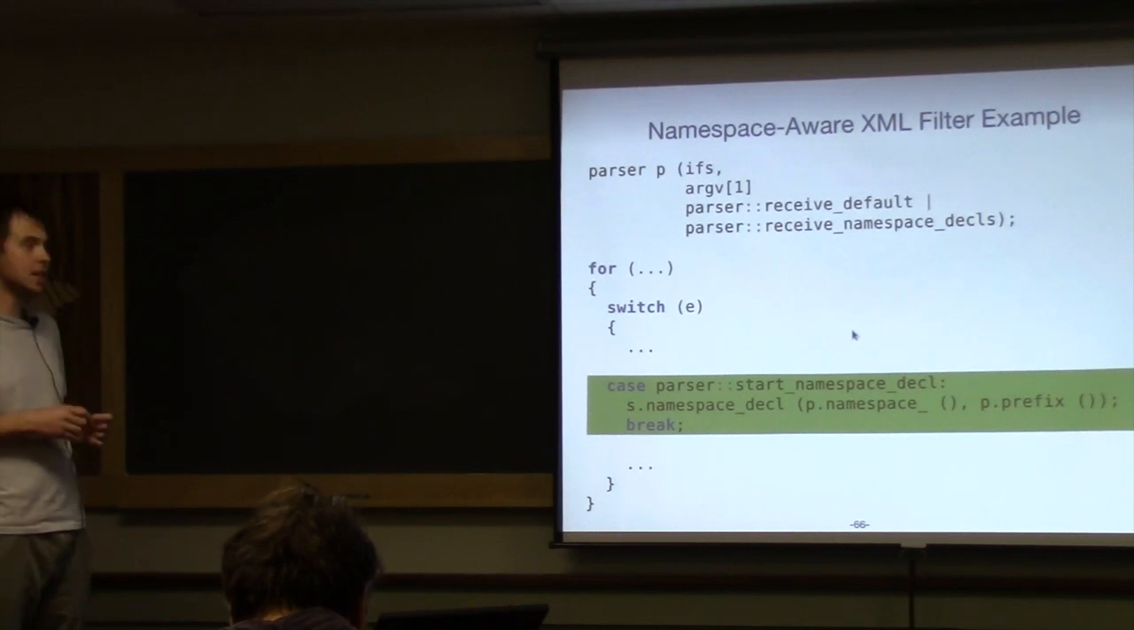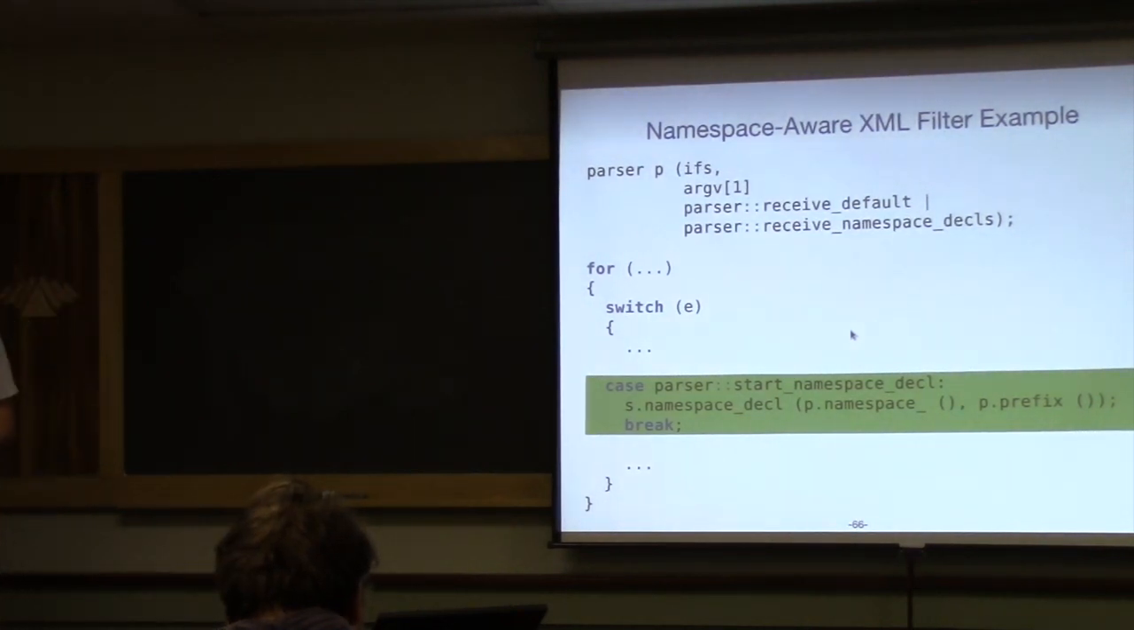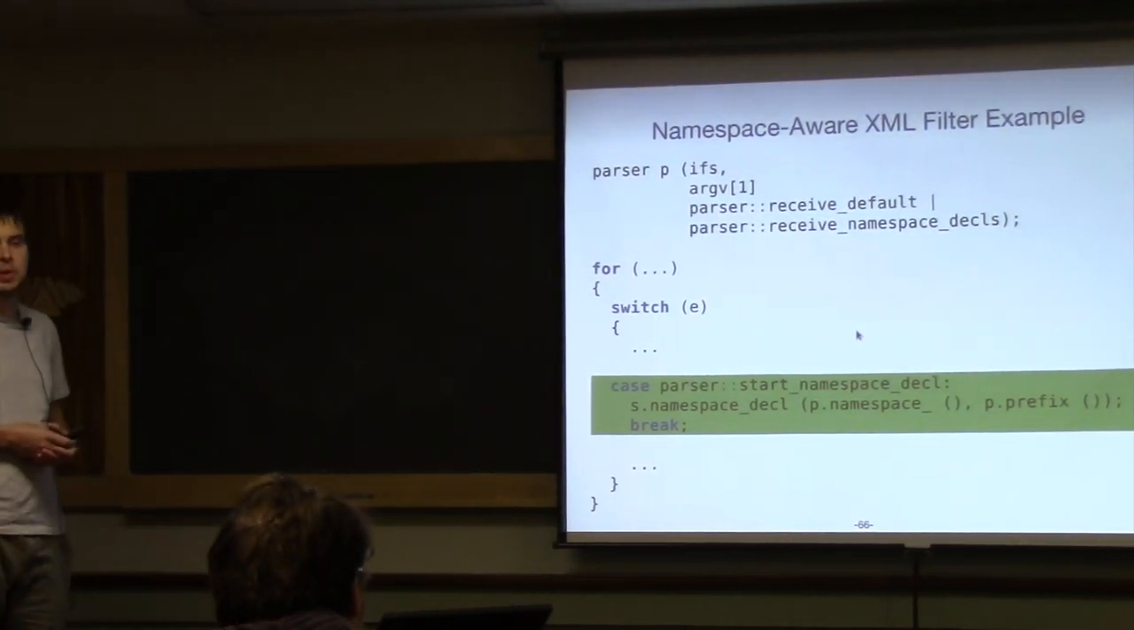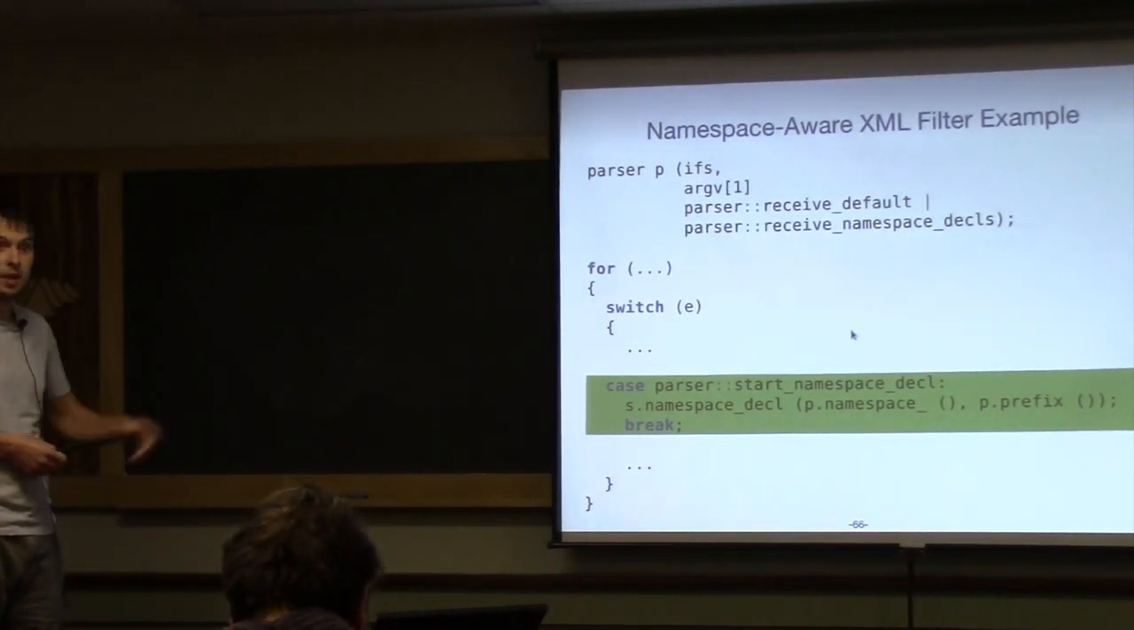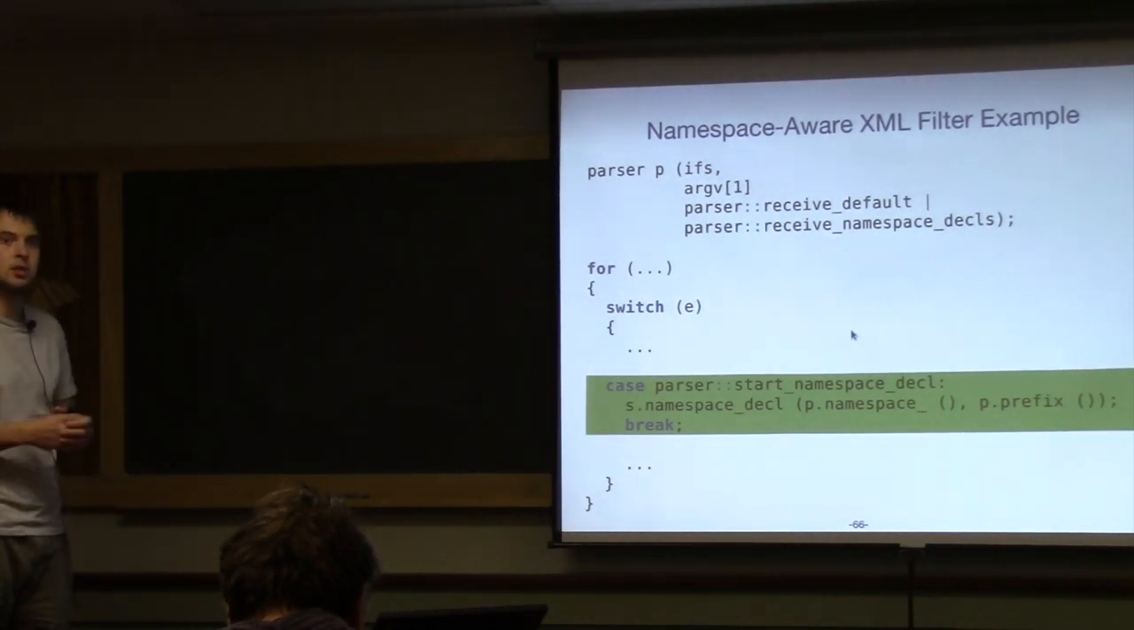So the question was, is there an end namespace declaration? Yes, there is one. But it's implicit. It's scoped in XML, so we don't need to do anything for it in this case. But you can, if, for example, you're building a stack of namespaces yourself. Okay, another question?